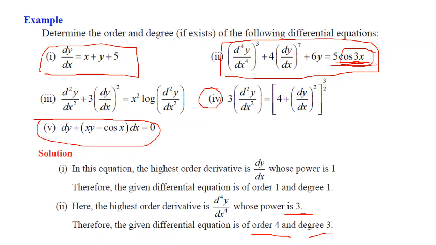Even see that fourth problem. In the fourth problem, they have given the whole power 3 by 2. If you are squaring on both sides, the 2 gets cancelled. Squaring on both sides, the 2 gets cancelled. Now, see the d square by dx square whole square. So that order is 2, degree also 2.